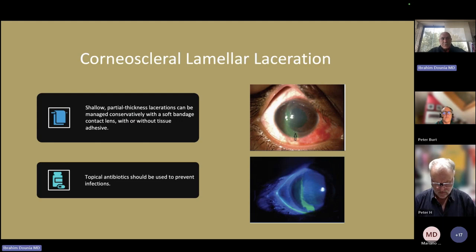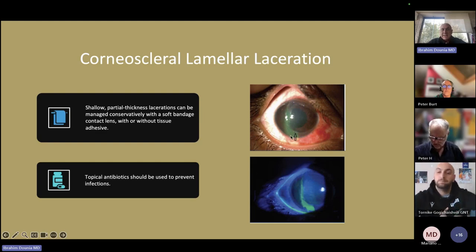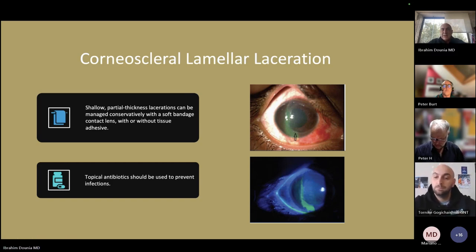Now we go to a corneoscleral lamellar laceration. So you see the laceration is not central, it's from the cornea all the way to the sclera, and it's lamellar, it's still superficial. It's a shallow, partial thickness laceration. Also can be managed conservatively with a soft bandage contact lens with or without tissue adhesive. Also treatment is topical antibiotics and artificial tears. This is the fluorescein that we put to see the abrasion, and we see that it's a closed trauma and not an open trauma.